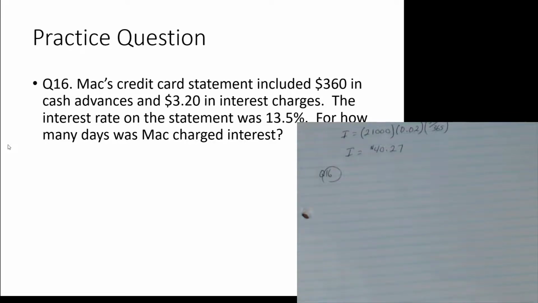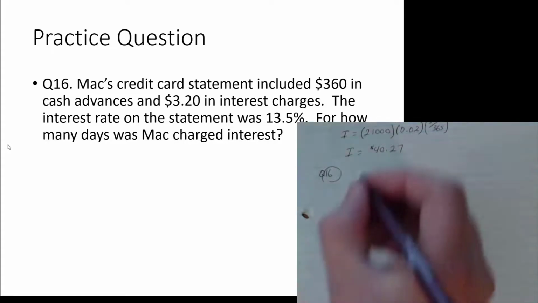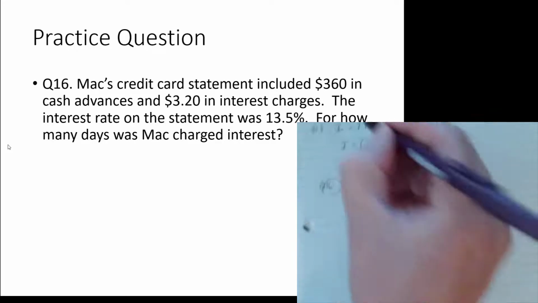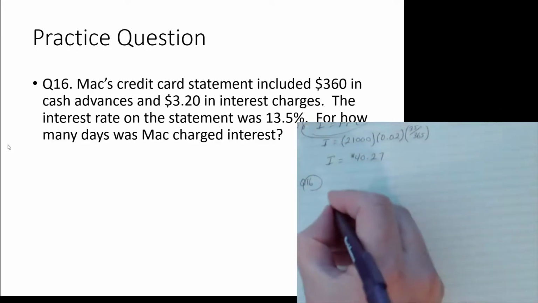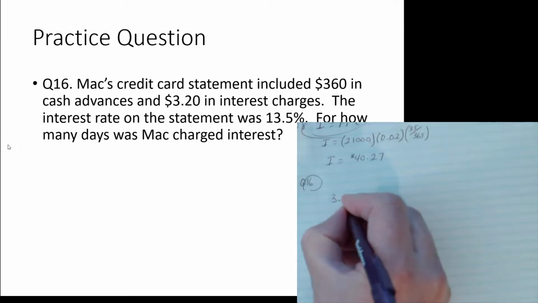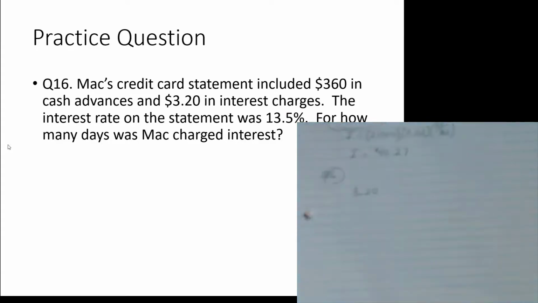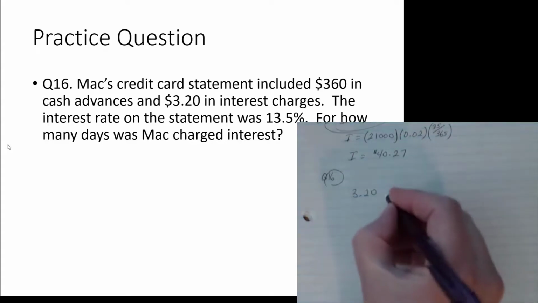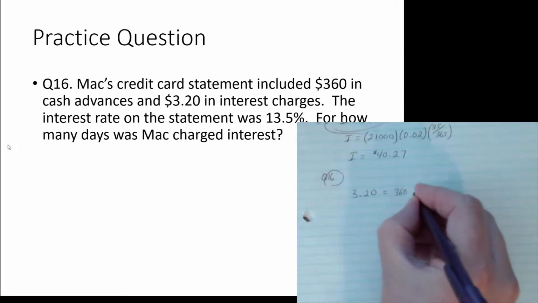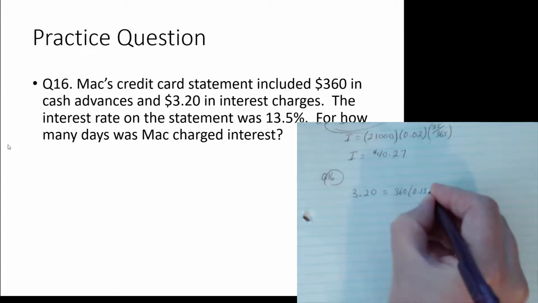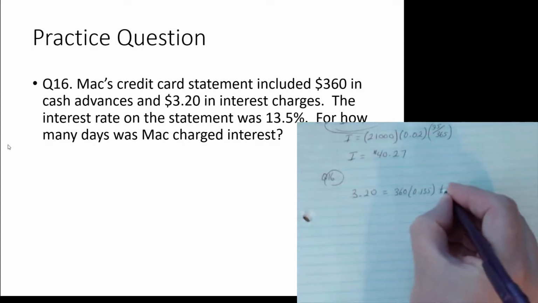So I'm thinking T is probably going to be in years, so I'm going to have to convert that when I'm all done. I was using the same formula as I did before. Okay, so that's constant. And I'm just going to rearrange it, right? I'm going to put everybody in there and then rearrange it once the numbers are in. I think that's the easier way to do it. We have $360, which we borrowed. Interest was 0.135, and then T.